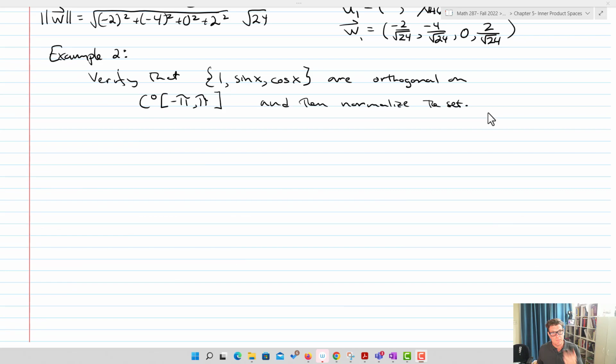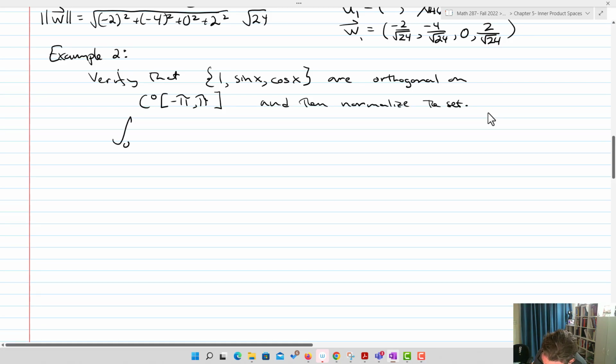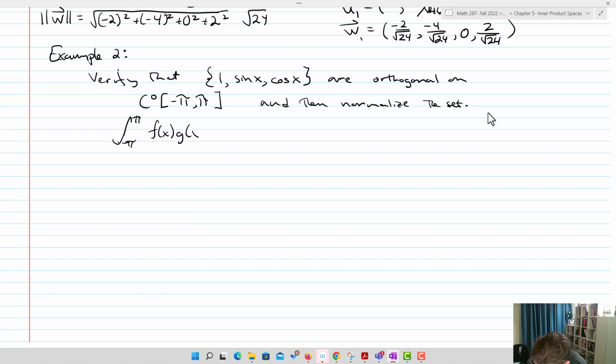Let's take a look at another example. Let's say, for example, we want to verify that this set 1, sine x, cosine x are orthogonal on C[-pi, pi]. Okay, and then we'll normalize the set. Now remember, the inner product here for this set is the integral from -pi to pi of f of x g of x dx. So we're going to utilize that inner product, and we'll start out with finding the inner product of 1, sine x.